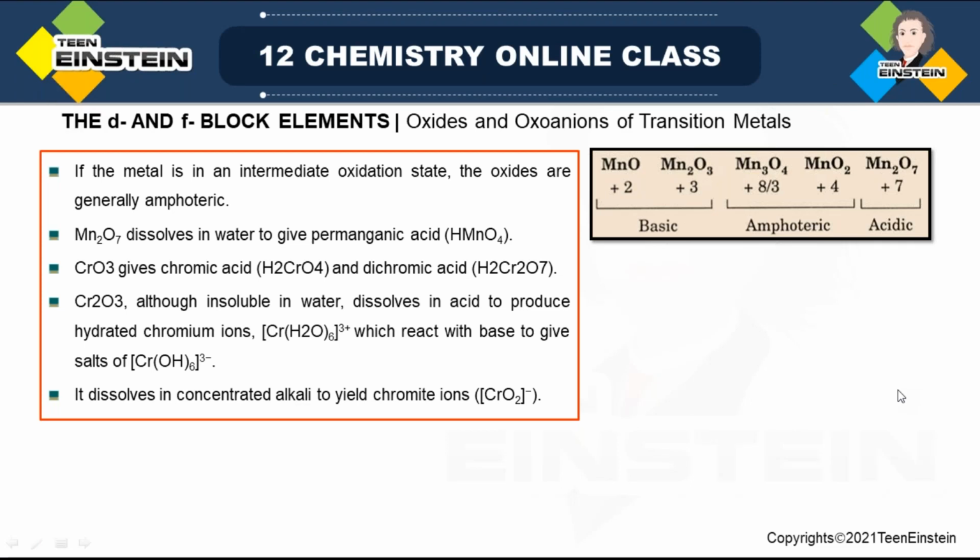Hello everyone, we'll start with oxides and oxoanions of transition metals and also some other reagents that are very important in this chapter. So transition metals can have different types of oxidation states, and when we have different oxides and oxoanions, we will see that different types of oxidation states are also present.